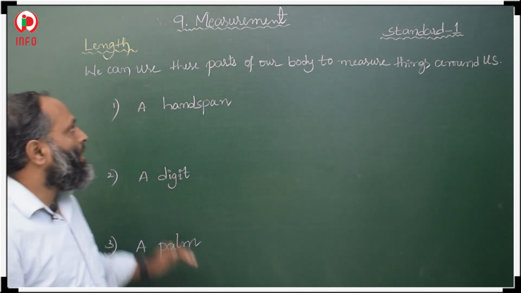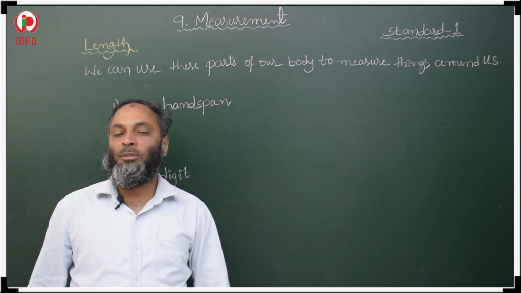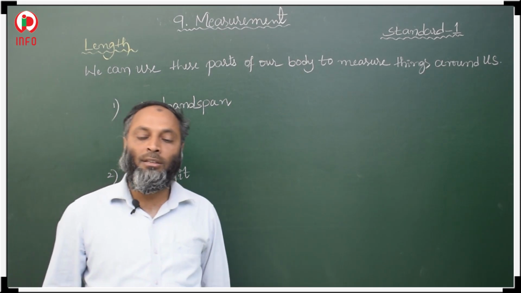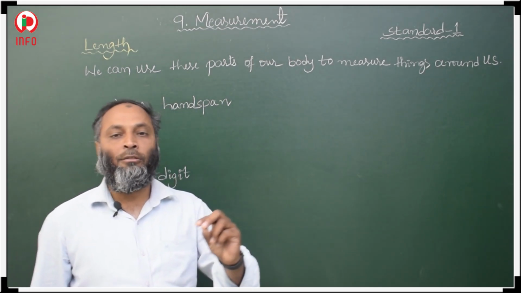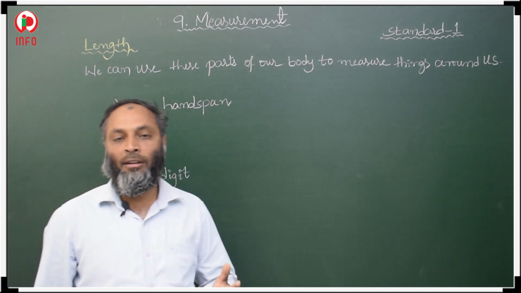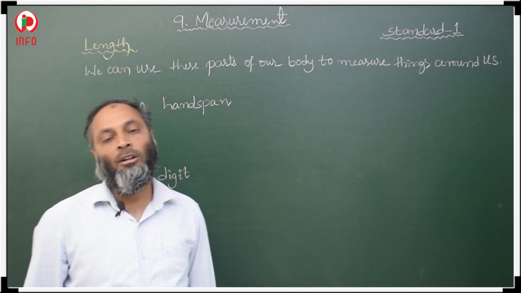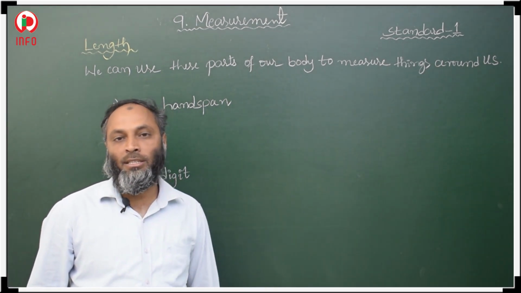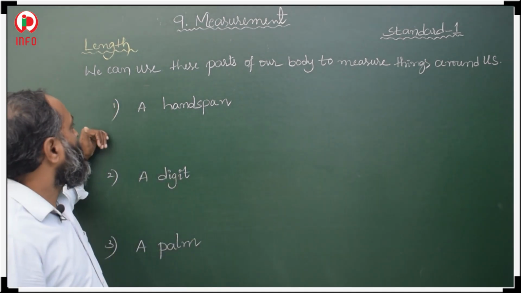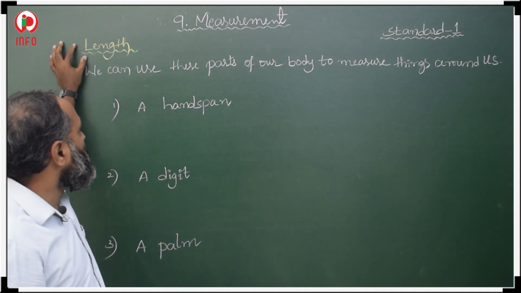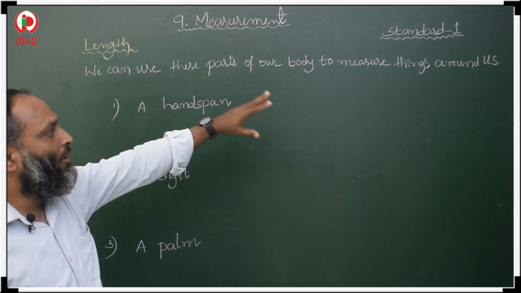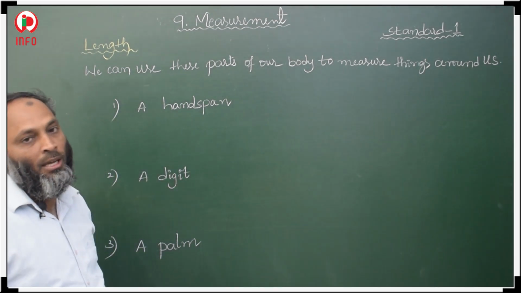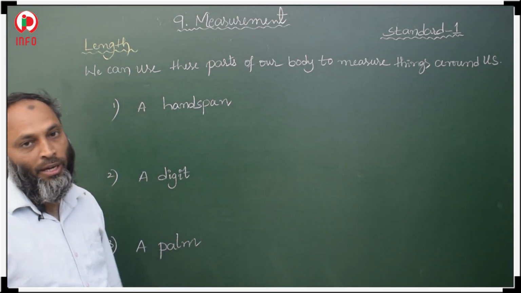In this chapter we are going to discuss two concepts. The first concept is measurement of length. The second concept is measurement of weight. How to measure the length of an object or distances, long distances and short distances. First we start with length. We can use parts of our body to measure the things around us, using our body parts we can measure lengths in our surroundings.